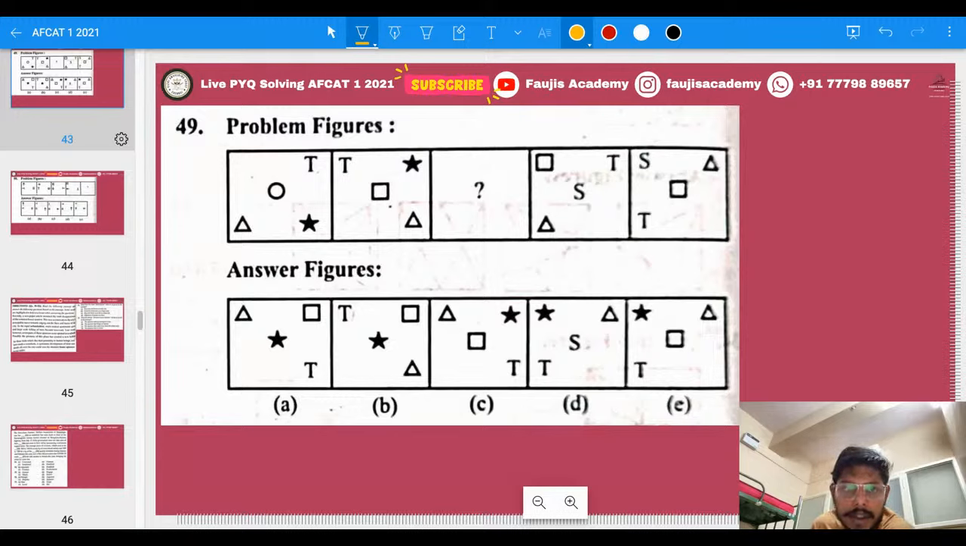What do you guys think about this particular question, guys? 49. Okay, one thing is clear: it is always being led by T, isn't it? It is always being led by T, and always the T is at this T.